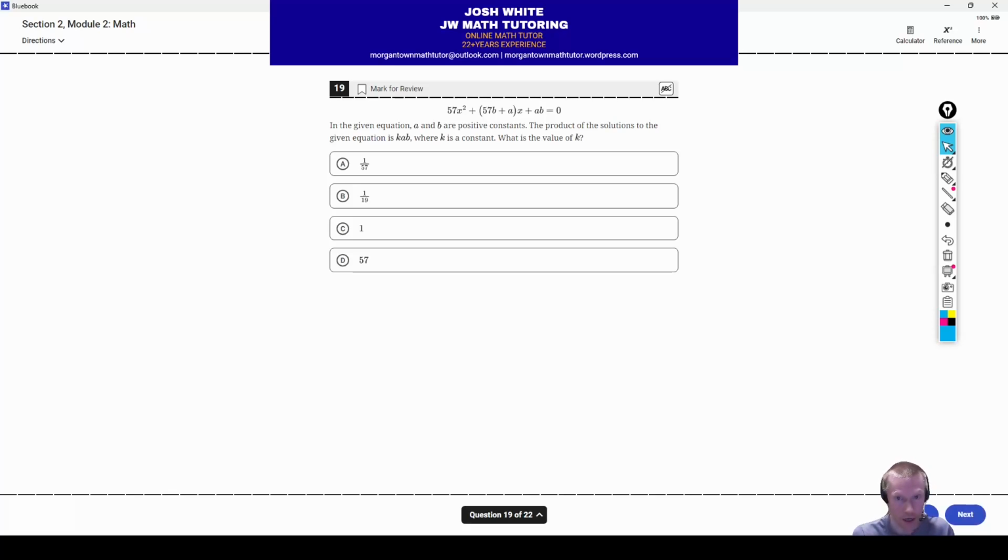All right, 19. This is another one that technically we can do in Desmos as well, but it's actually not that bad to do just by hand. So look at this problem. It tells us the product of the solutions is equal to this KAB. So the product of the roots, or the solutions, for any quadratic function is just equal to C over A.